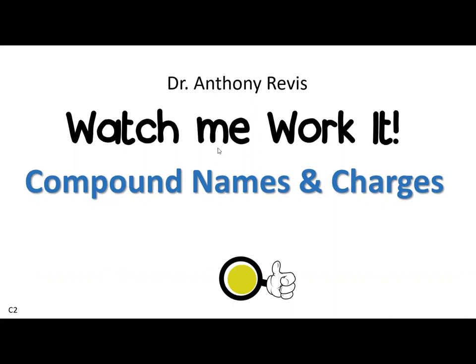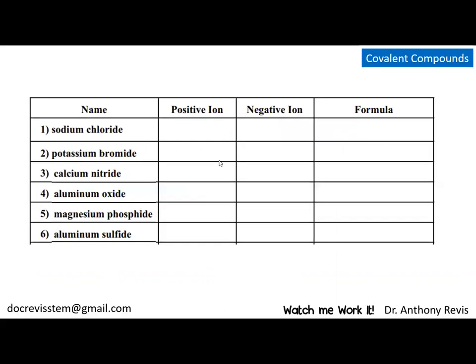In this video we're going to name some compounds and look at charges. Okay, here we go. Let's start with some ionic compounds. These are ionic because they're group one and two on the left side of the periodic table, with typically group 16, 17 on the right side of the periodic table. So they're known as ionic compounds. Let's see how we made these.